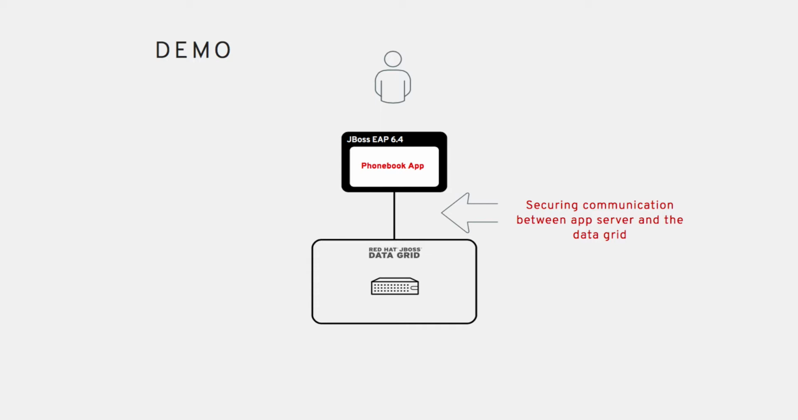Let's investigate that a bit closer. So we're going to look at a demo where we have a phone book application running inside JBoss EAP and using Hot Rod to connect to the JBoss Data Grid and to access the data. And we need to secure the communication between the app server and the data grid, basically securing the endpoints.